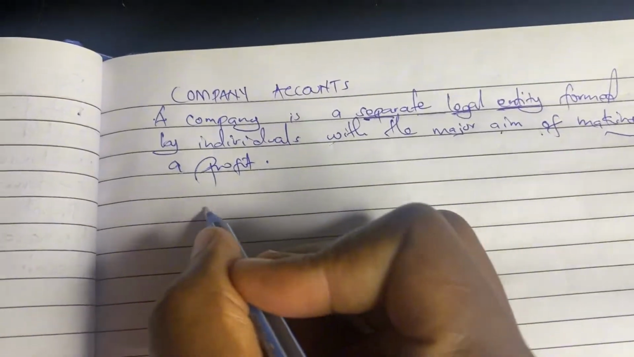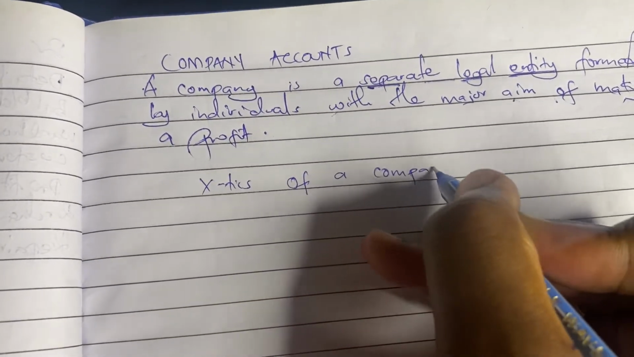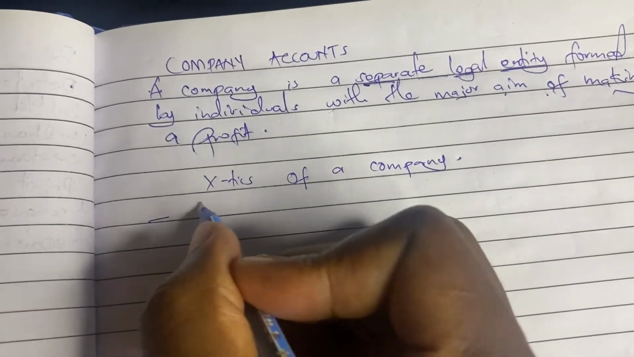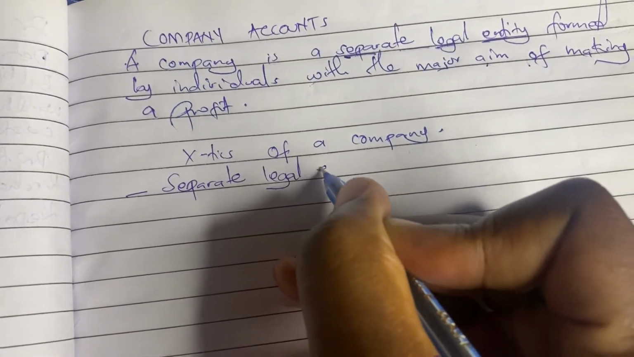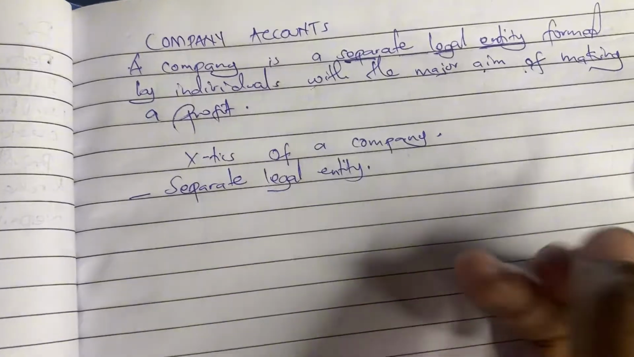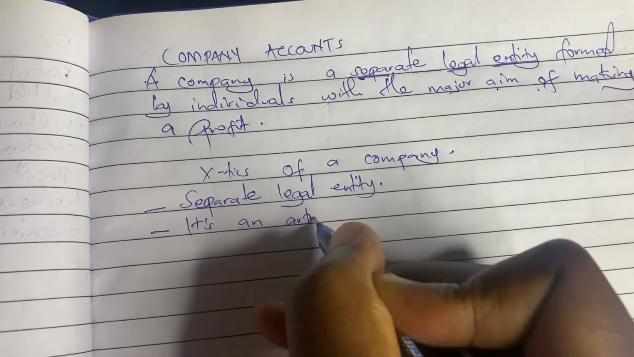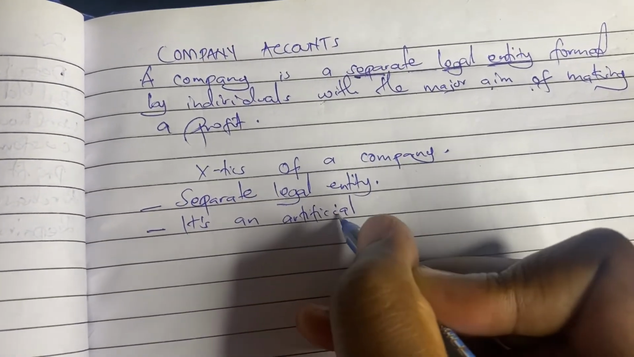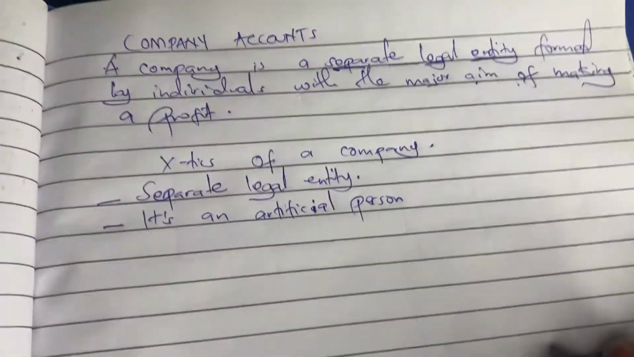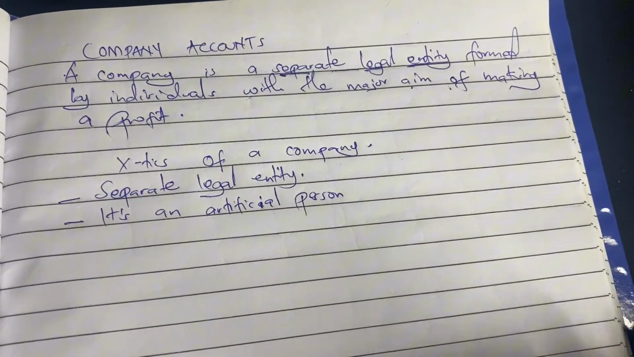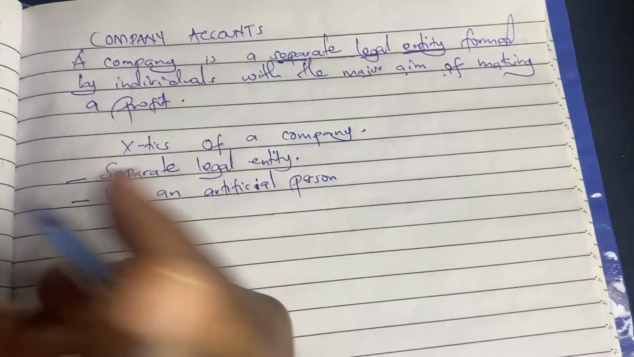So let's look at the characteristics of a company. First is that it is a separate legal entity, as I said, separate from those who formed it. Then it is an artificial person. After a company is registered, it's regarded as an artificial person because it can do things on its own. It can sue, it can be sued, it can own property.